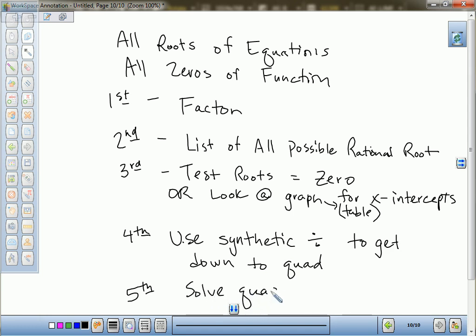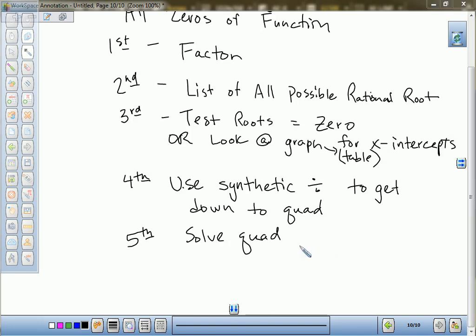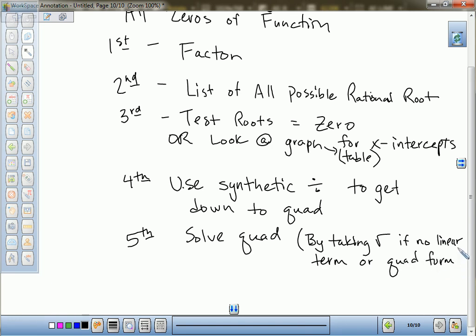Now, sometimes we can solve it just by taking a square root if there's no middle term. Other times we have to solve it by using the quadratic formula. So we would solve it by taking the square root if no linear term, or the quadratic formula. So those are our two choices. By taking a root or the quadratic formula.